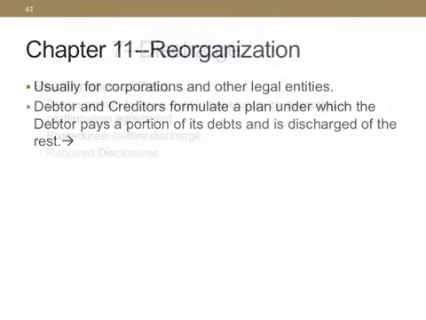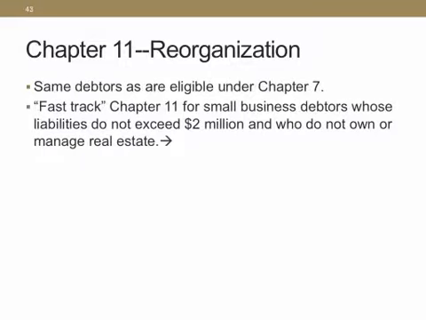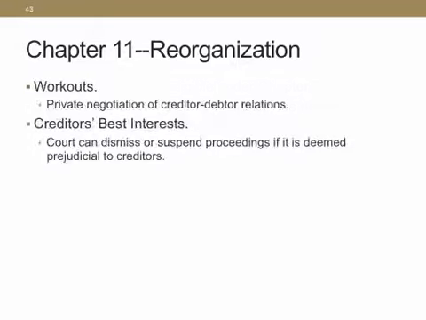And then Chapter 11 is reorganization. This is usually for corporations and other legal entities. The debtor and creditor formulate a plan under which the debtor pays a portion of its debt and is discharged. The same debtors are eligible as under Chapter 7. There is a fast track Chapter 11 for small business debtors. They have to have a certain dollar amount of their estate. There are workouts, which are private negotiations between creditor and debtors.